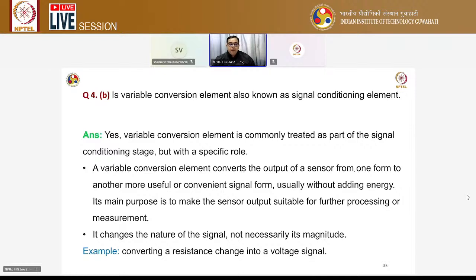It will depend on what the next stage is in this measurement system. It changes the nature of the signal, but it may not necessarily change its magnitude. An example is converting a resistance change into a voltage signal. Similarly, a change in charge flow into a voltage signal, and so on. So yes, you are very much right that a variable conversion element can be treated as part of the signal conditioning stage.